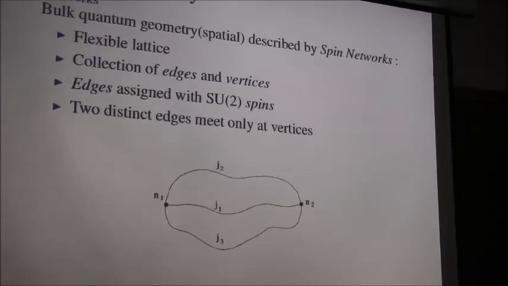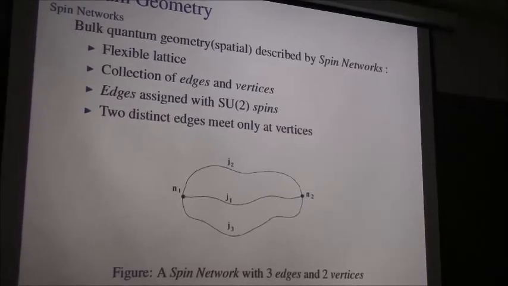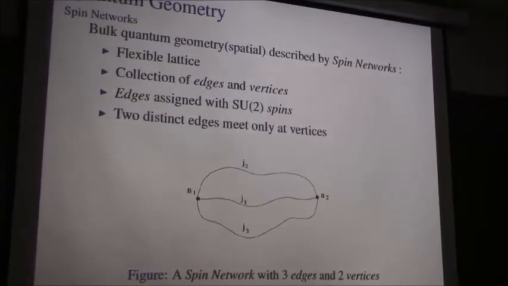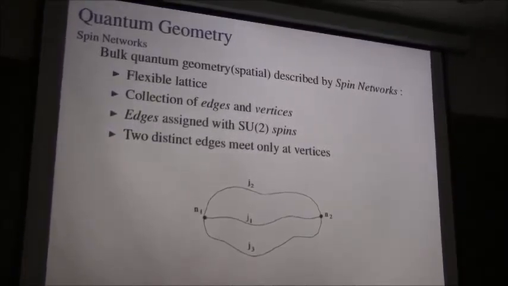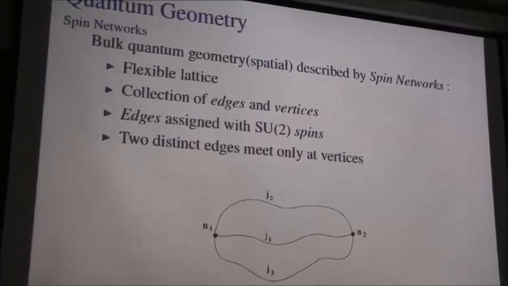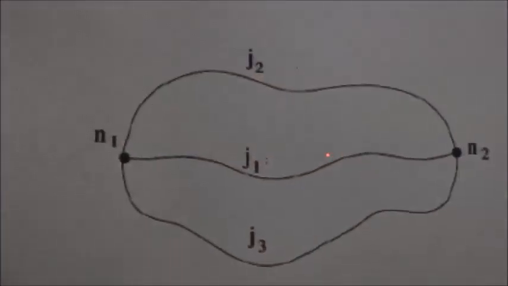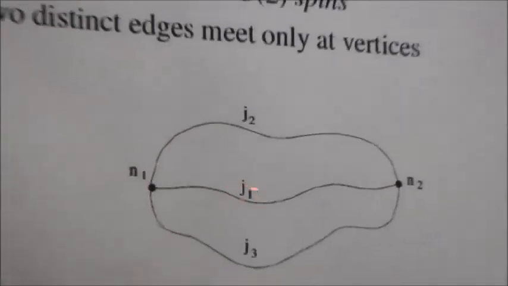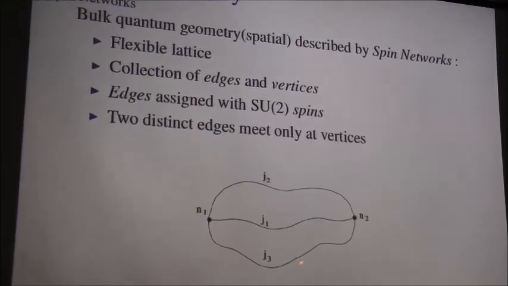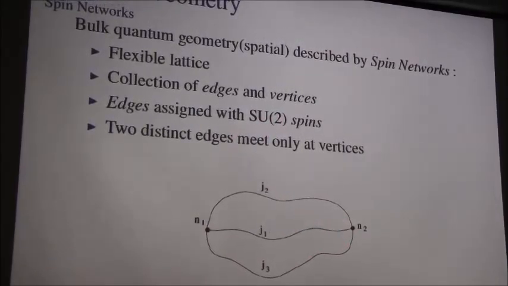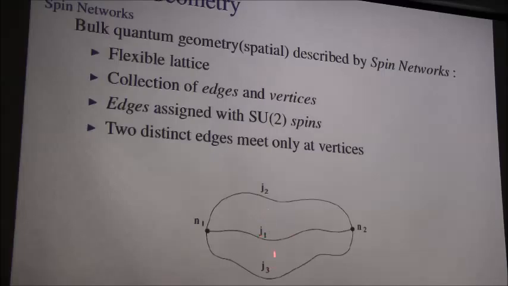Okay, now a few words on the quantum geometric description of spatial slices. So in LQG, the spatial slices are described in terms of spin networks. So there is a very small section of the spin network showing a simplified description. These are the edges which meet at vertices, and each of the edges carries SU(2) spin representations, J1, J2, J3, and these are the vertices. So you add these kinds of patches and span the whole space. That will be the quantum geometry.